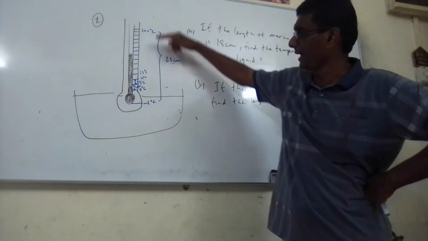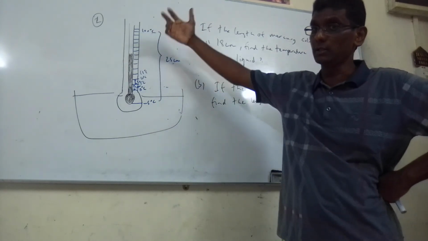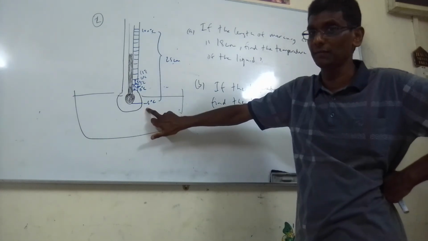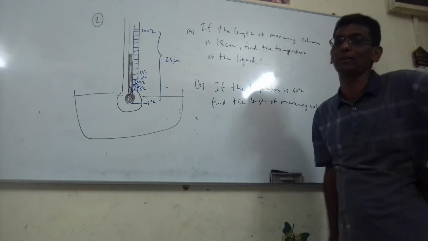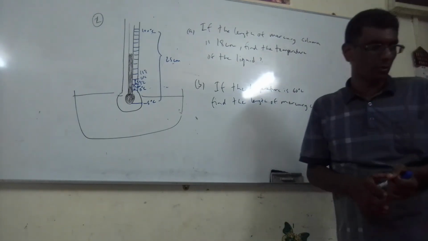So it's 100 and negative 5. The difference is not 0 to 100 being 20 cm. It's a different question. 100 to negative 5 is 25 cm. The total length is 25 cm. Okay, and we have to do the questions.